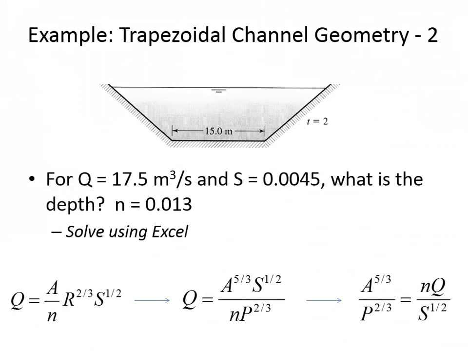So we solved it using Excel, and we checked it by substituting back into Manning's equation. So we know the flow depth now. We know what flow rate you're going to expect in order to accommodate 17.5 cubic meters per second through that channel.